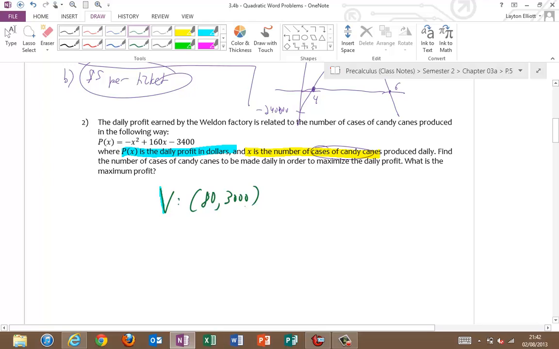And then it says find the number of cases, so that would be 80 cases. And then what's the max profit? We can say for a max profit of $3,000.